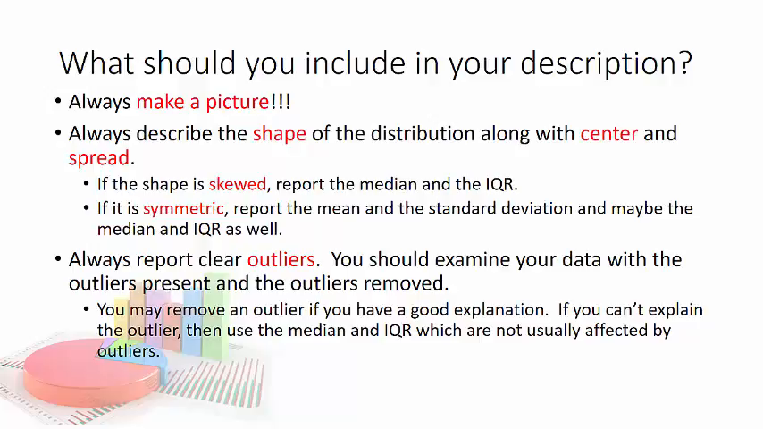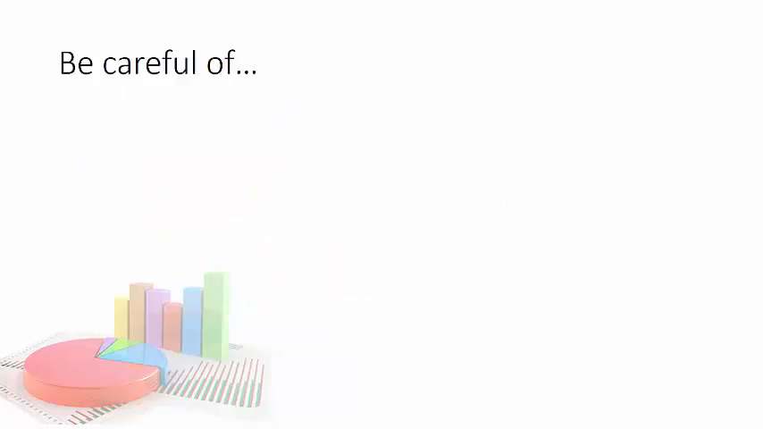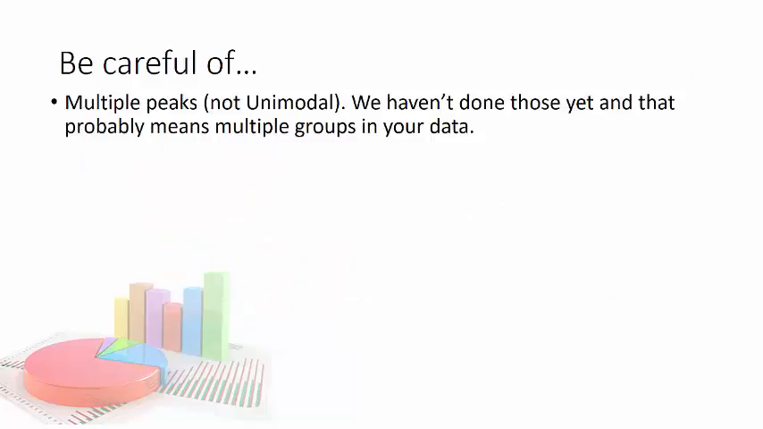I know when we sold instrumentation, we would occasionally have an outlier, and it could be someone put the wrong sample in the bottle. We had to really make sure that we had a good reason for removing that data point before we went ahead with that. So be careful of multiple peaks. I know we haven't looked at those, so things that are not unimodal. What that's going to mean when we do encounter them is that there are multiple groups within our data.